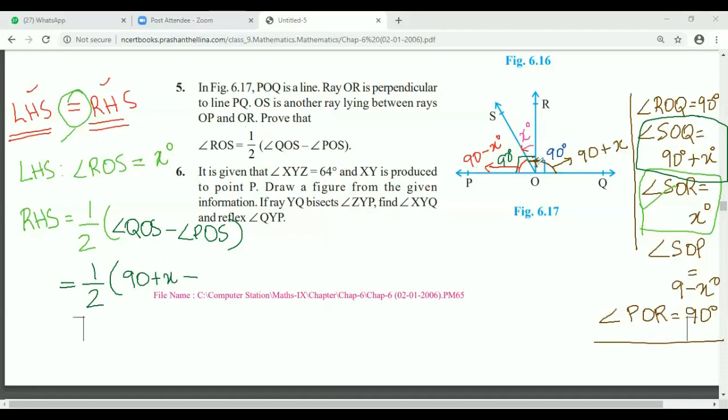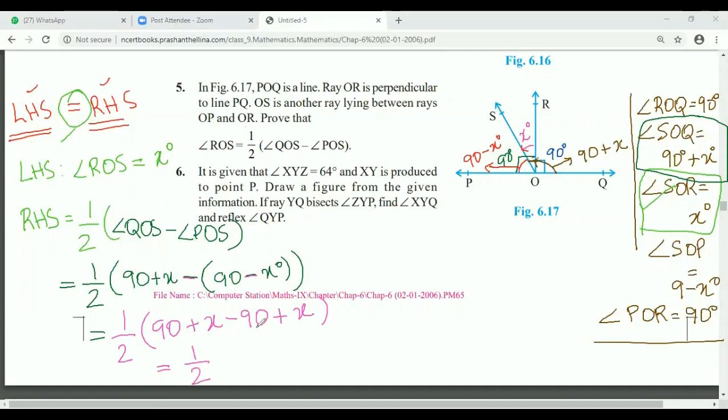What is angle POS? Angle POS is the balance of 90 degree from POR, that is 90 minus x degree. So minus (90 minus x) degree. Let's write the value in the next step and solve this. 90 plus x, I am distributing this negative sign inside this bracket: negative 90 plus x. This negative is distributed with the positive value, you will get a negative 90. This negative with this negative, you will get a positive x. So altogether, you will get half of (90 plus x minus 90 plus x).